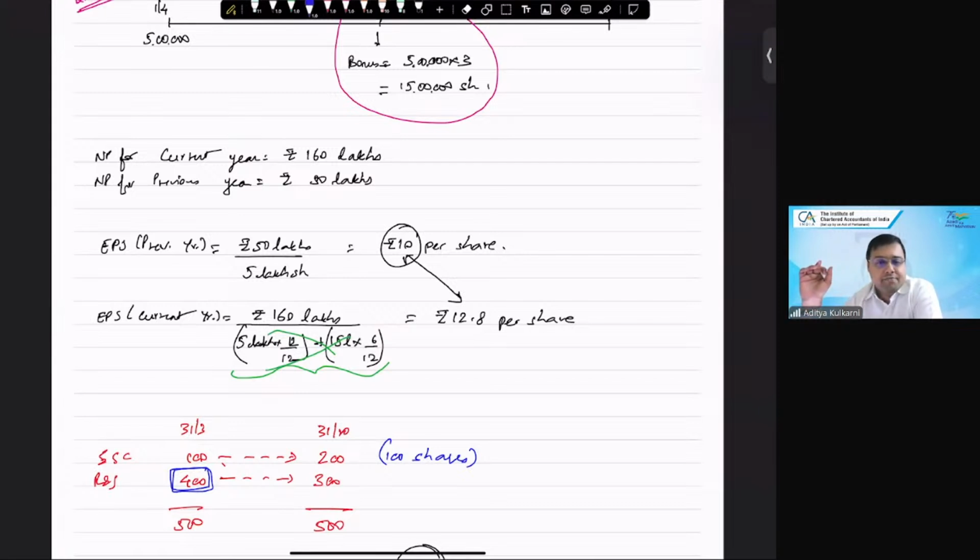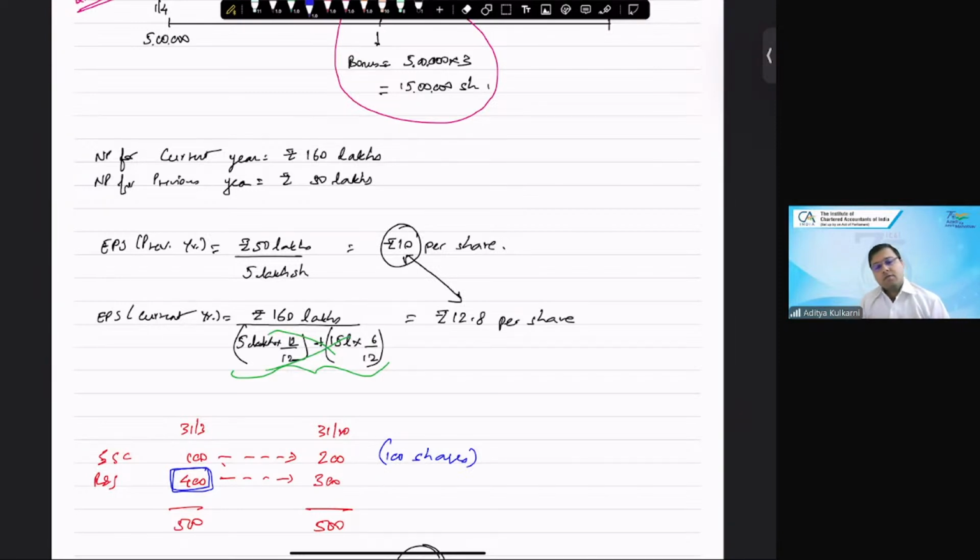Additionally, what I did, I went in a time machine back in time and I restated the previous year's EPS. Yes or no? For comparison purposes. Absolutely right. So I restated the EPS of the previous period means that these bonus shares are assumed to be present in the capital structure right from the earliest day of reporting. Do you agree? Yes, sir.